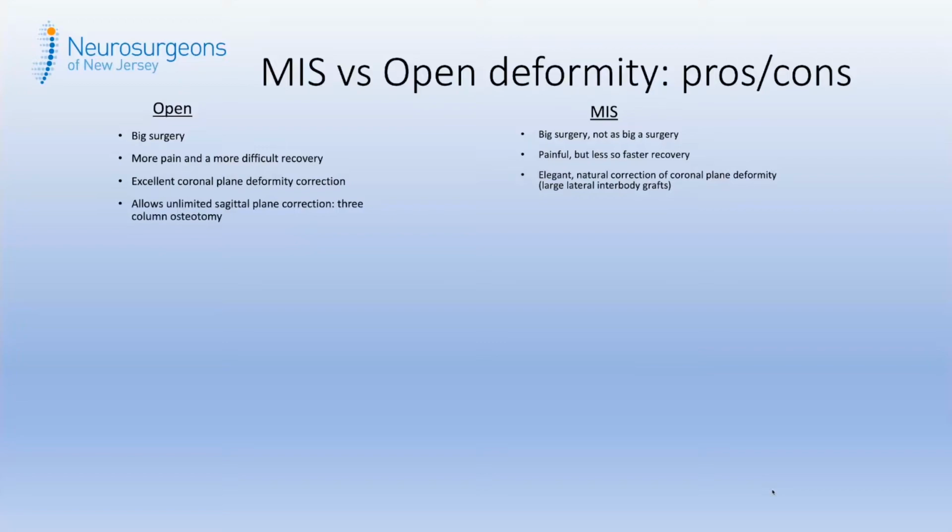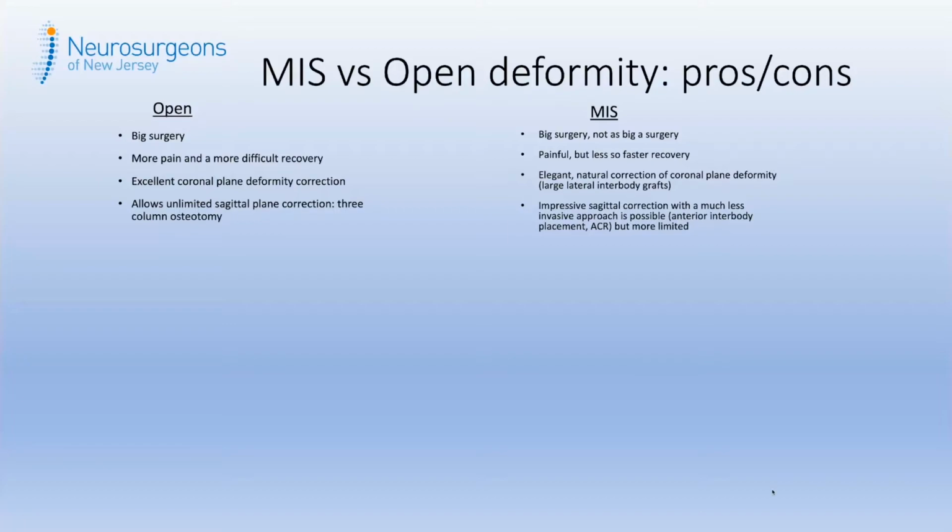Open correction allows for unlimited sagittal plane correction. Doesn't matter whether the deformity is flexible or stiff. And this is because of the three-column osteotomy. So you can do a three-column osteotomy and really dial in as much lordosis as you choose. With MIS, you can get really impressive sagittal correction, as Dr. Uribe has illustrated with his talk, and it's a much, much less invasive approach. And this is through the judicious placement of anterior interbodies and with use of the ACR.